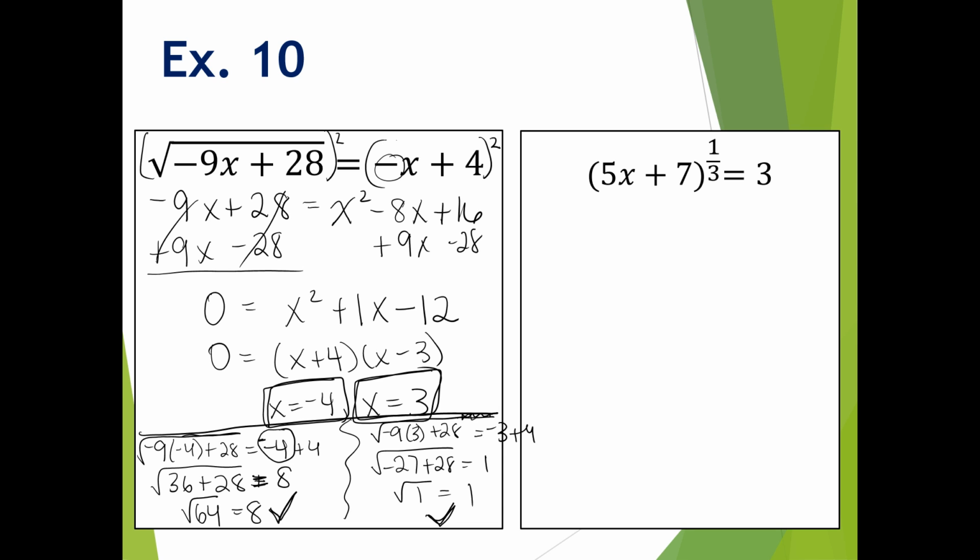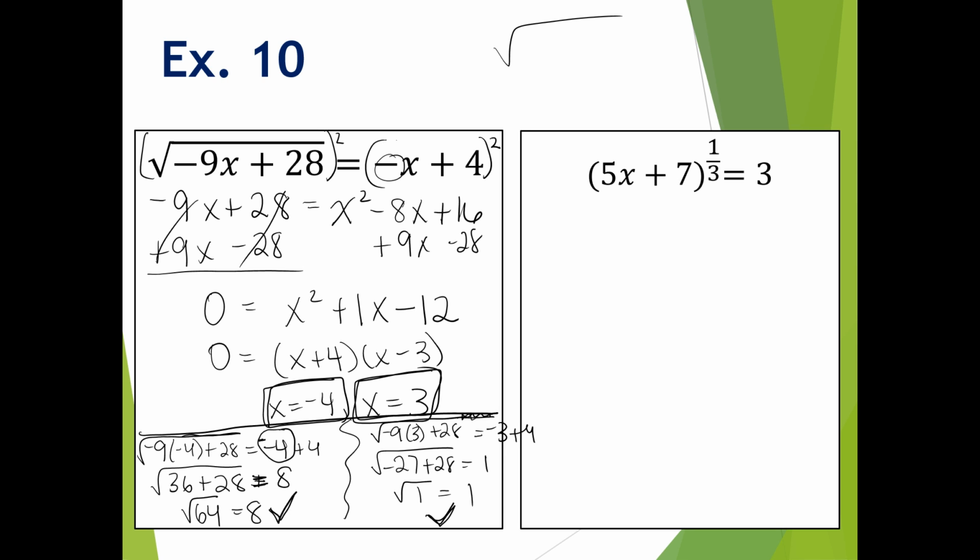Okay, now I want to talk about this next problem. Instead of being in a radical, this next problem has a rational exponent, or an exponent that's a fraction. I think I've apologized for this in a previous video, but my exponents look large when they're fractions. But that does say 5x plus 7 to the 1/3 power.